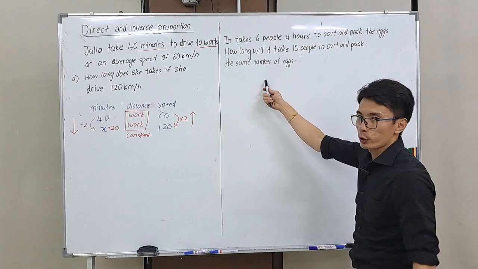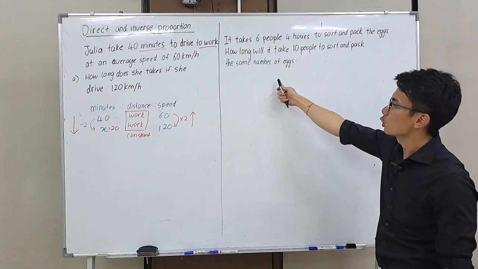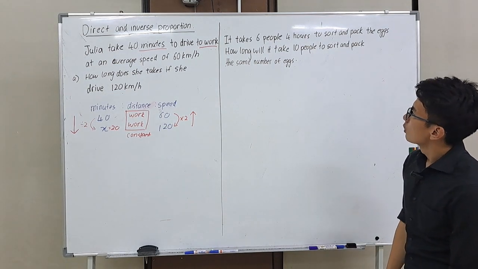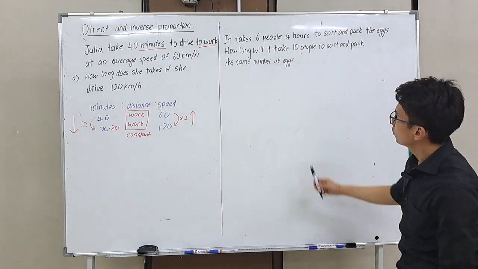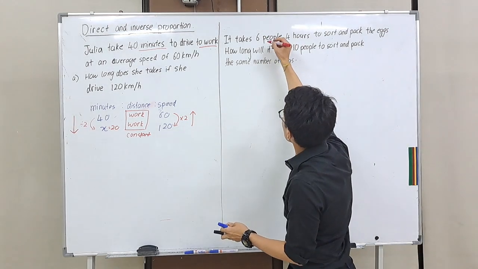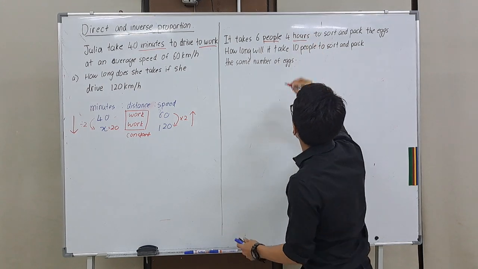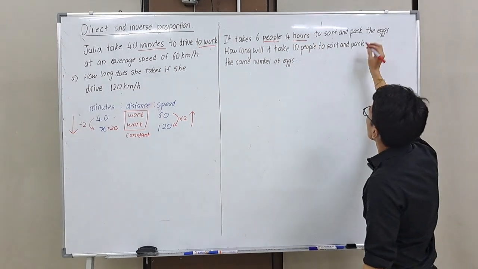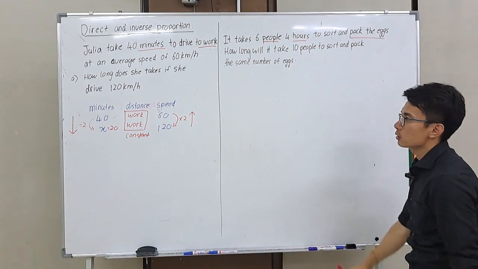So this is where this question comes from. Let's take a look at this question. It takes six people, 4 hours to sort and pack the eggs.